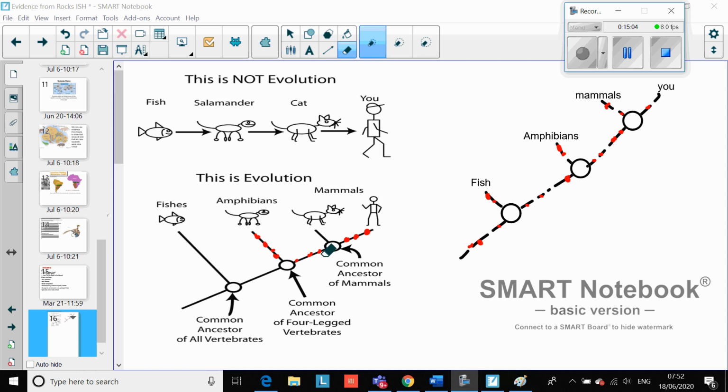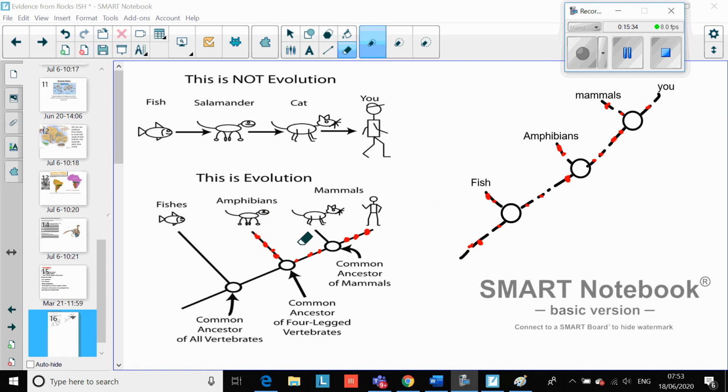Okay, so remember, evolution is not linear. You are not descended from fish or descended from cats. No, fish and you both exist today. But if we go back into the far distant past, you share a common ancestor with fish, okay? Or your cat, or the frog down in the pond. You share a common ancestor with them. And that's the key point. Okay, so copy this into your book, please.